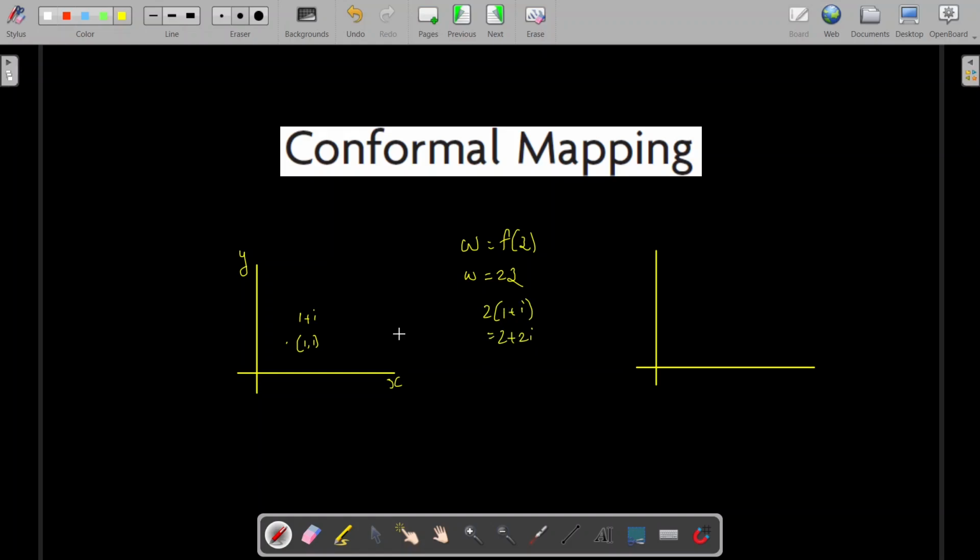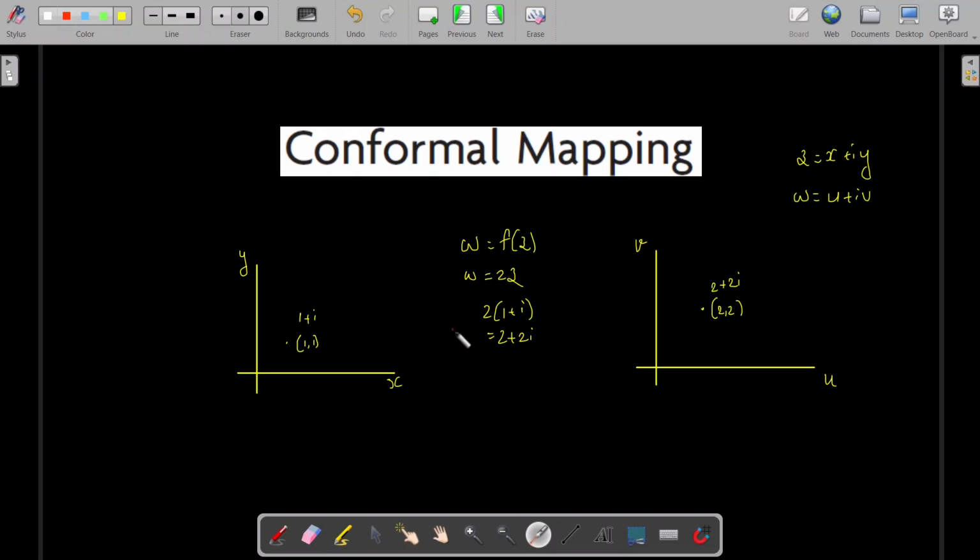So the corresponding point in the w plane is, actually, we will always represent z as the complex number x plus iy and w as the complex number u plus iv. So in the uv plane, the corresponding image is the point (2, 2), or the complex number 2 plus 2i. So this is what you mean by a mapping of a complex function, a complex mapping.